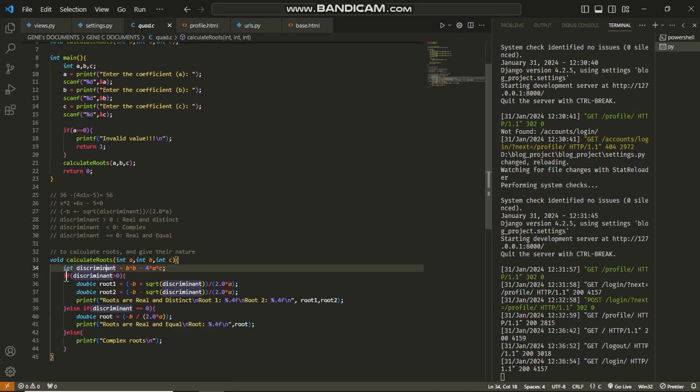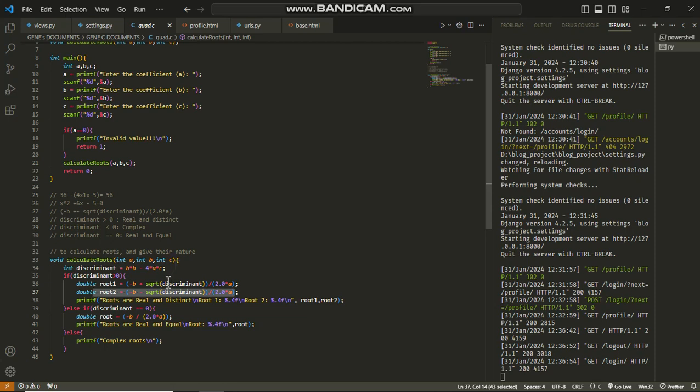Then we head into our if statements: if our discriminant is greater than 0, then based on this equation, remember there are going to be two roots because of the plus or minus. However, in C, we haven't yet found a way of doing this plus or minus function. So we are going to create two roots, one to cater for the plus and one to cater for the minus. Since the discriminant is greater than 0, meaning they are real and distinct, they are not equal roots.